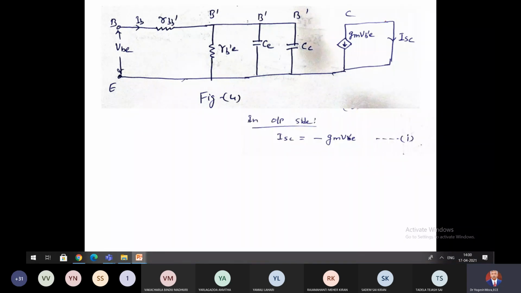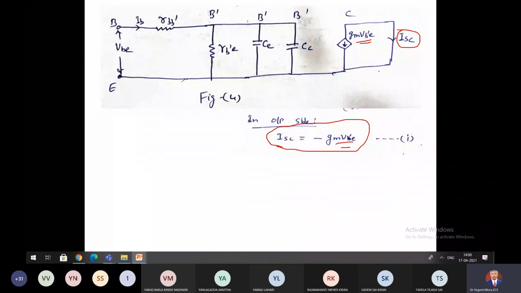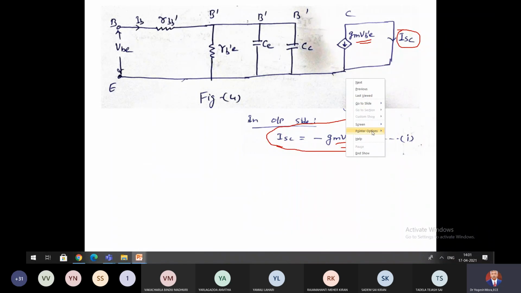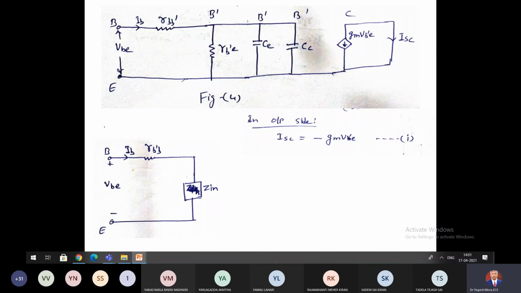Now in the output side, due to the short circuit you are having this short circuit current, so ISC is equal to minus gmVBE. IC is equal to minus gmVBE. Only there is a difference in the direction; otherwise, the remaining thing is same. That's why the minus sign is kept here. Now in the input side, this is VBE, IB current is flowing. This is RBB', and here we have connected Zin. So this combination is replaced by Zin here.